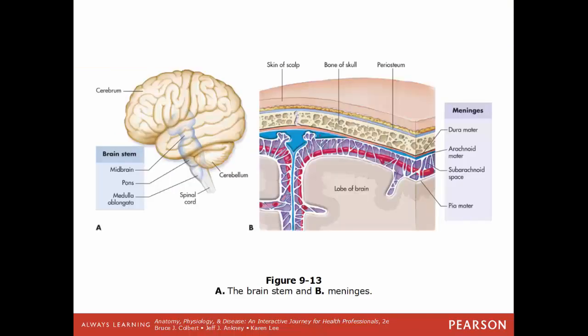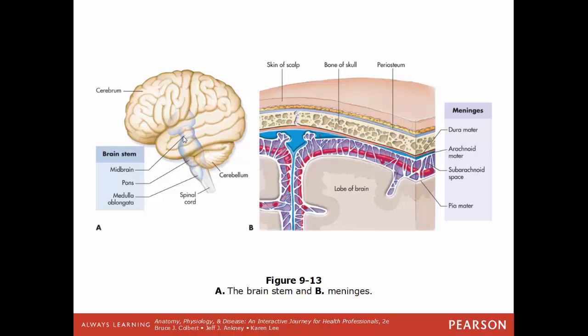Okay, here's an image of where these regions are, the brainstem. So we're talking about the spinal cord going up toward the brain. The most inferior part would be the medulla oblongata here. Just above that, you have the pons here.